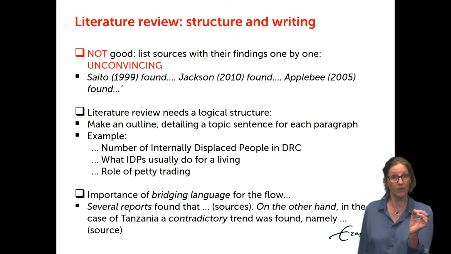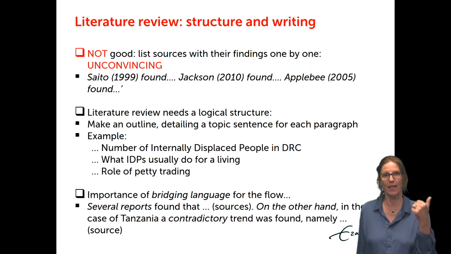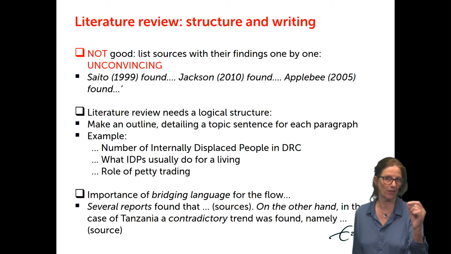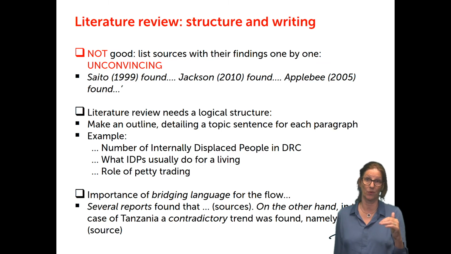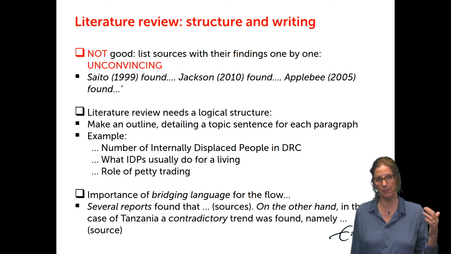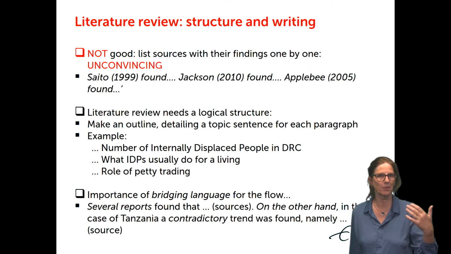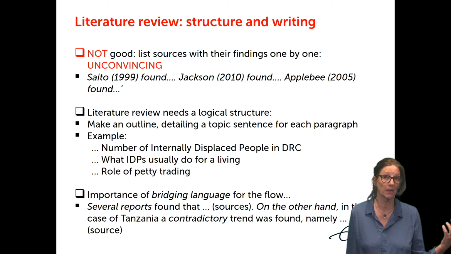A literature review needs a logical structure, like anything else, any piece you write. So you start to make an outline and you detail a topic sentence for each paragraph that you want to use in the outline, in the literature review. So I go back to the example of the internally displaced people in the DRC. So your first paragraph you want to be about numbers of internally displaced people in the DRC. Probably mainly coming from reports.